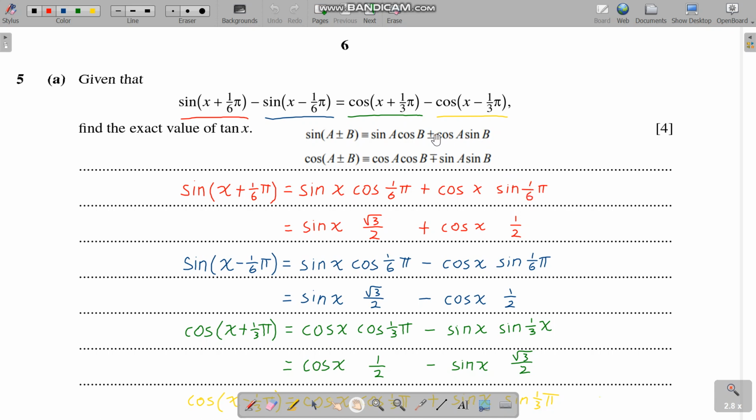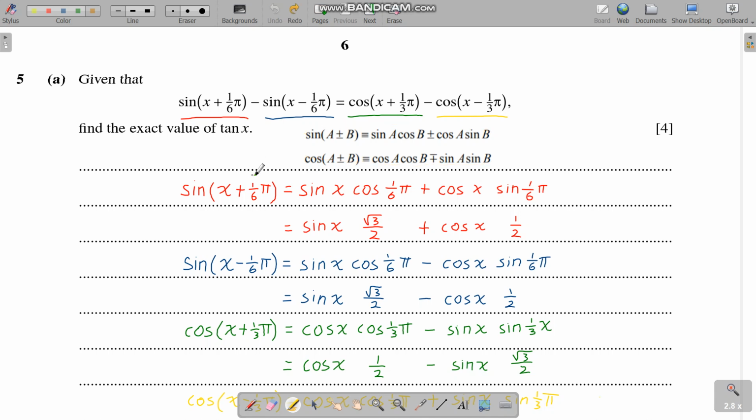Hello everyone, this question is about trigonometric equations. Given this equation, find the exact value of tangent x. So first of all, in the MF19, we have these two compound angle formulas.